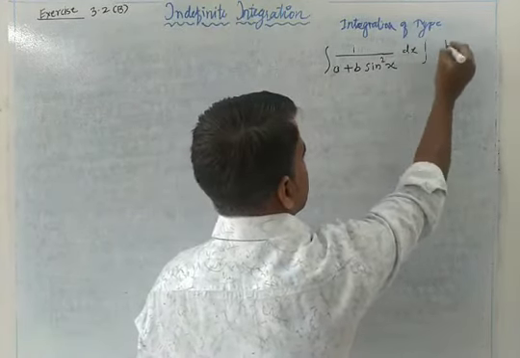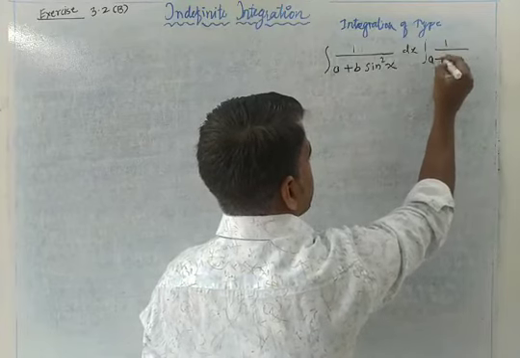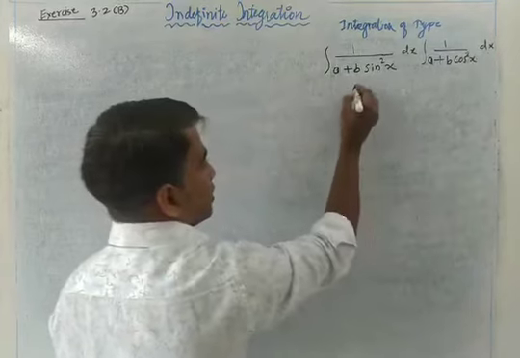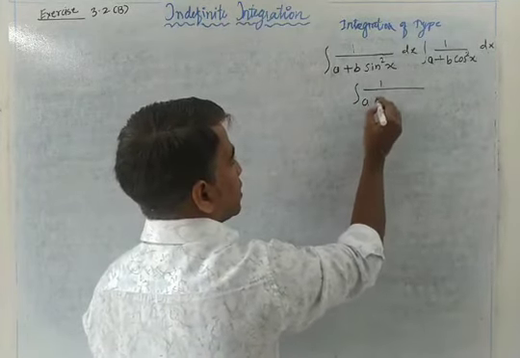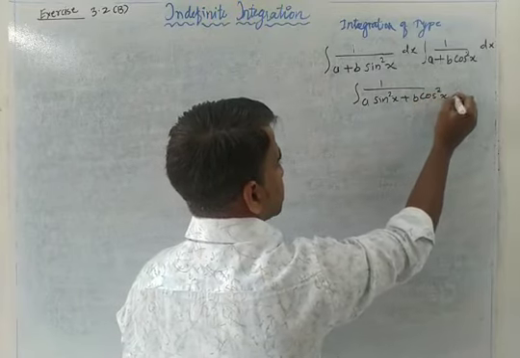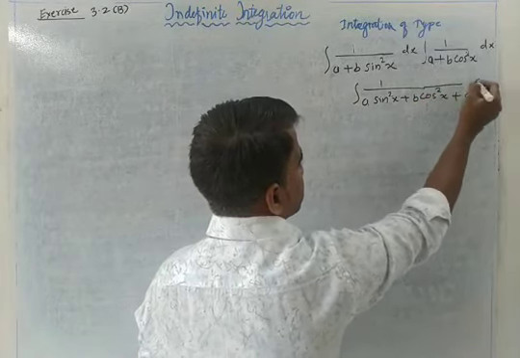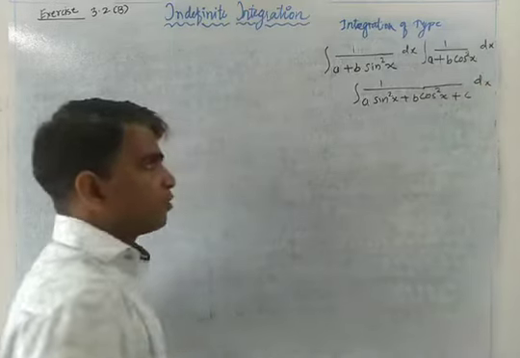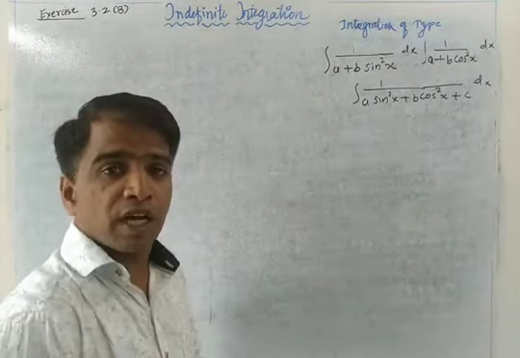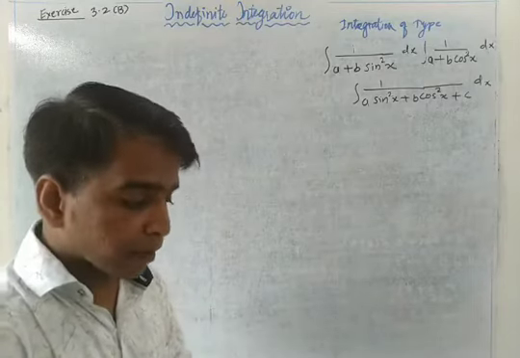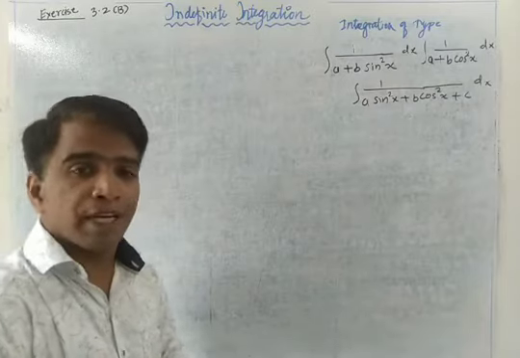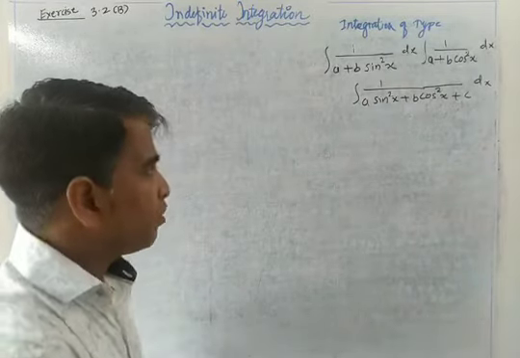Integration of 1 upon a plus b cos square x, and the next one, 1 upon a sin square x plus b cos square x plus c. Sometimes c exists or not, not to worry. But now both the trigonometric functions, sine and cos, are square terms. So in this example also we have to start with one standard format. What is the standard format?